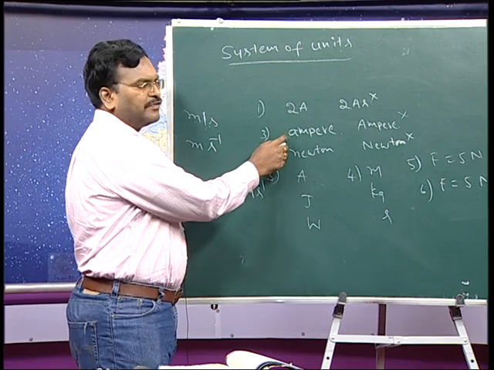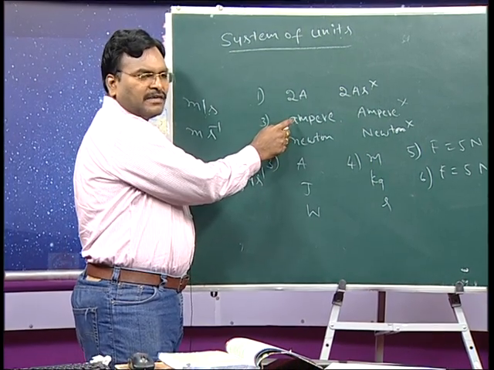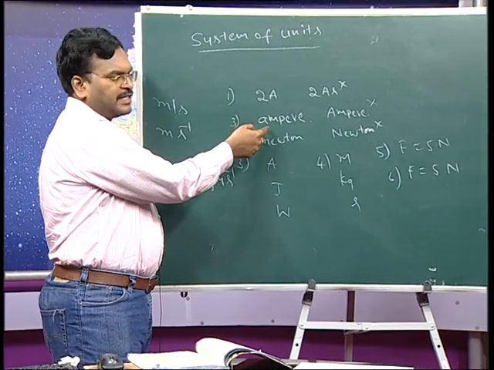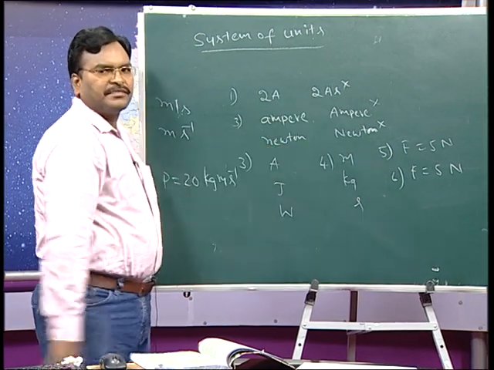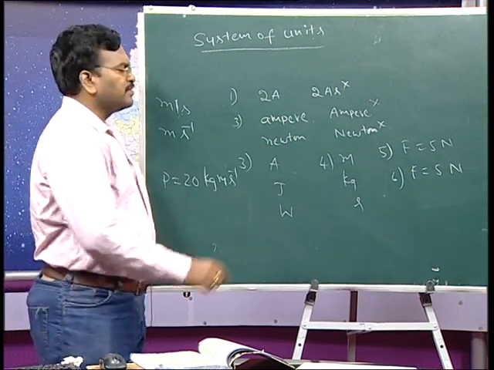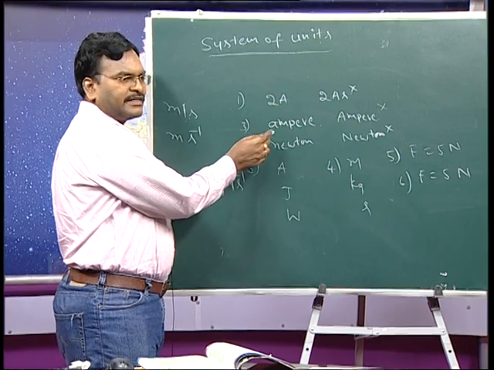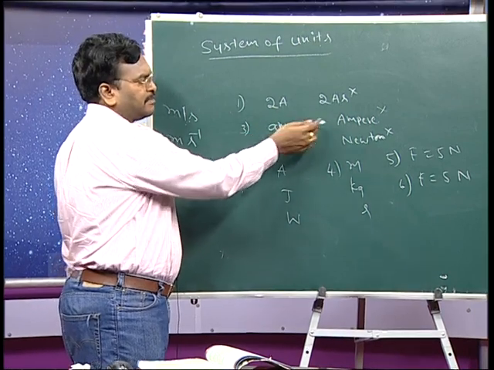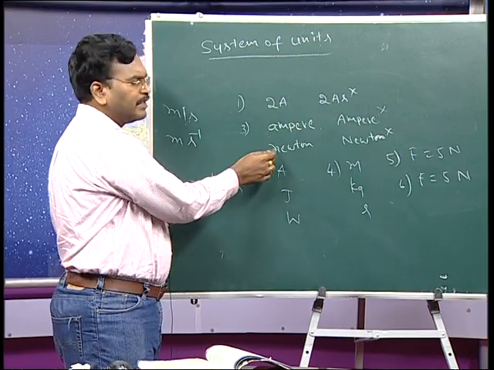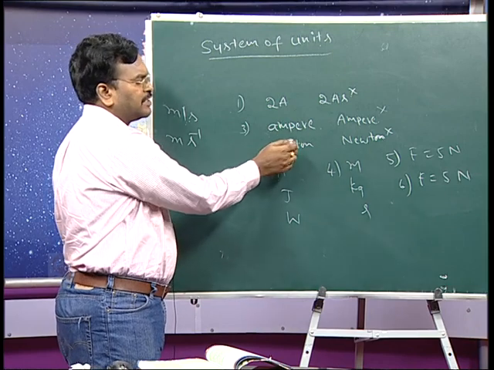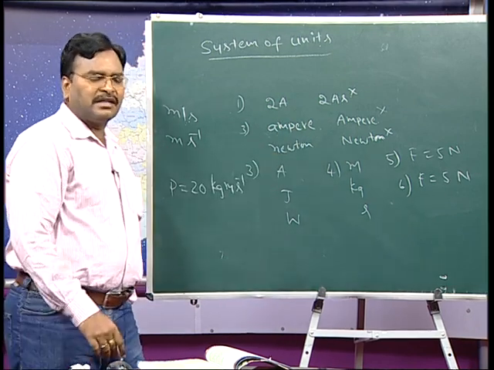And full names of units. While writing full names of units named after a scientist, capital letters should not be used. So the unit of electric current is ampere; we write it in small letters. And the unit of force is newton; we write newton in small letters, like that.